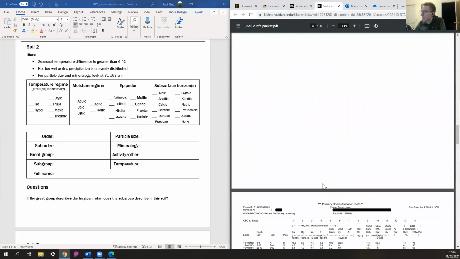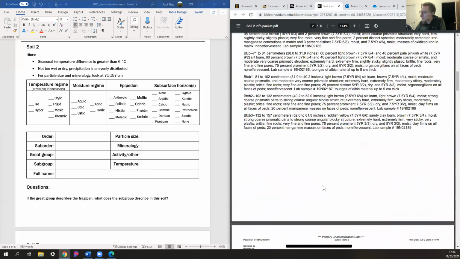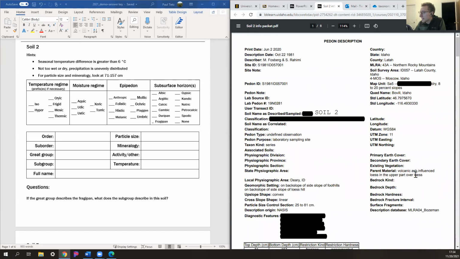Let's go back up to the top and read our parent material. We have volcanic ash influenced loess in the upper part over loess. So it's loess parent material. Technically it's made of volcanic ash, but we had our volcanic ash erupted from probably Mount Mazama, and then it settled on the landscape and set in place. But then winds picked up and carried this ash elsewhere.